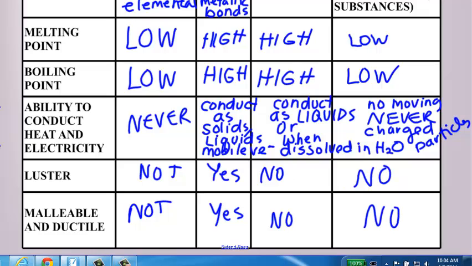And so what we can use this information for, now that we have it, is if we have an unknown substance, we can perform tests in order to determine what kind of bonds it has, or maybe what kind of substance it is.